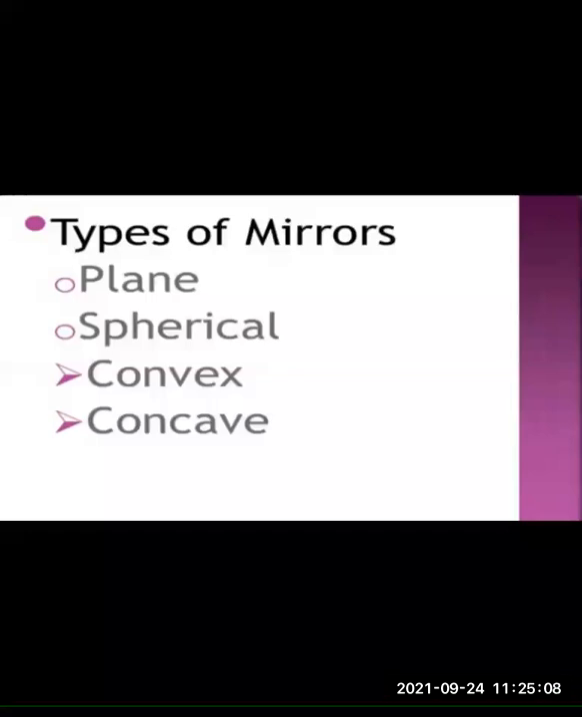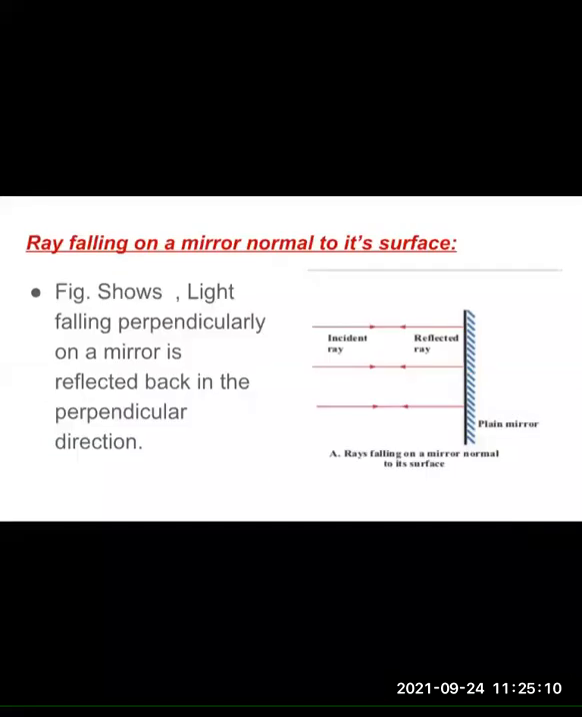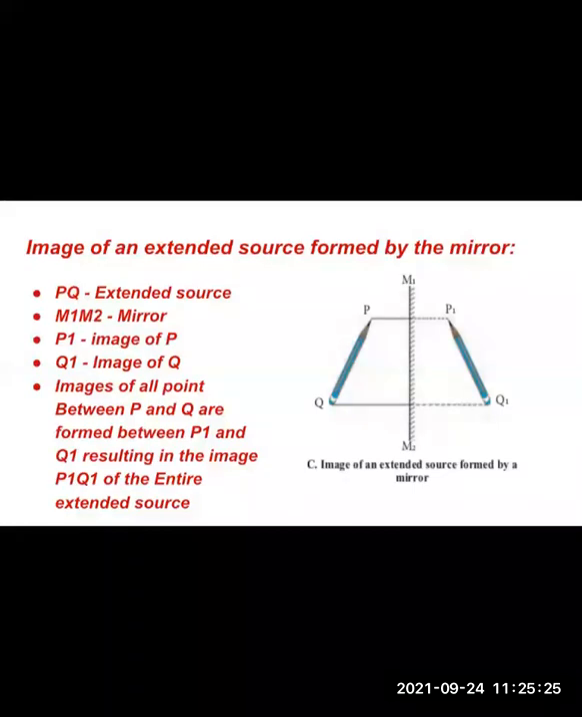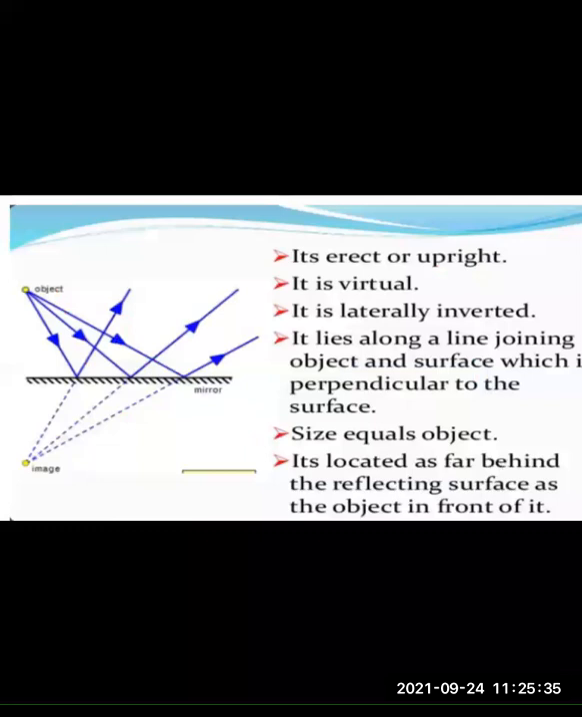We saw a plane mirror. We saw a ray falling on a mirror normal to its surface. We saw the image of a point source formed by the mirror. We saw the image of an extended source formed by a mirror. We saw a detailed explanation of these three things. We saw the characteristics of the image that is formed by the plane mirror. So these three things are being given for assignment.